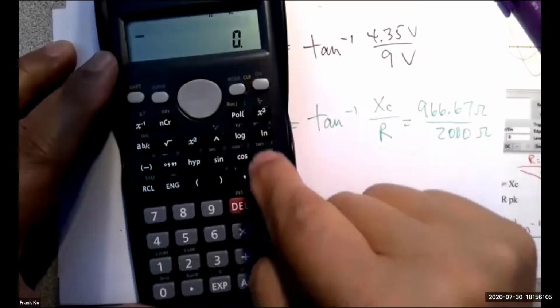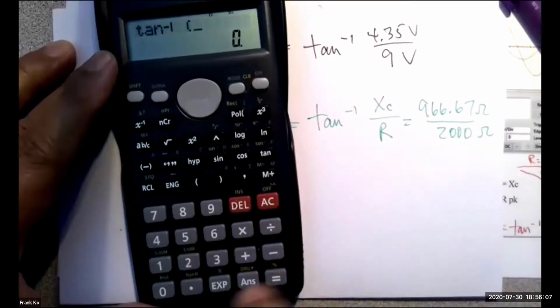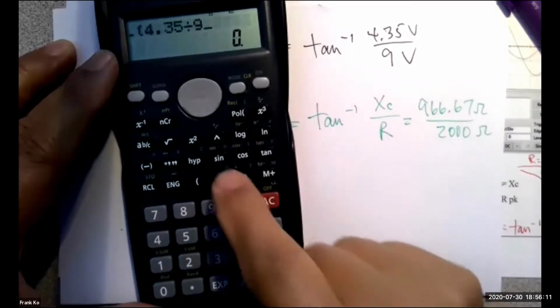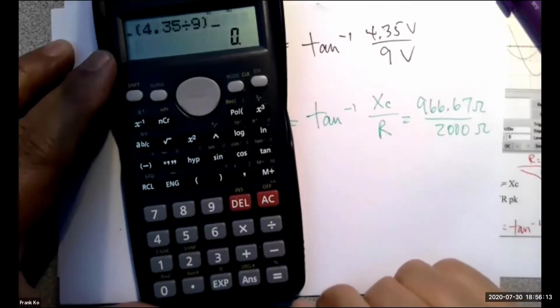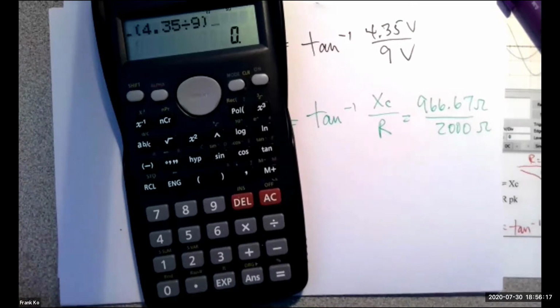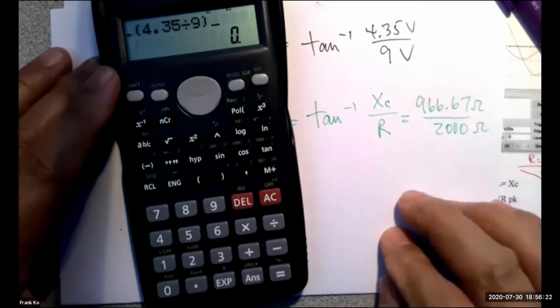Shift tan. Open parentheses. 4.35. Divide by 9. Close parentheses. And when you hit equals in engineering, you will end up with some sort of a degree. So, Carlos Navarro, what did you calculate?